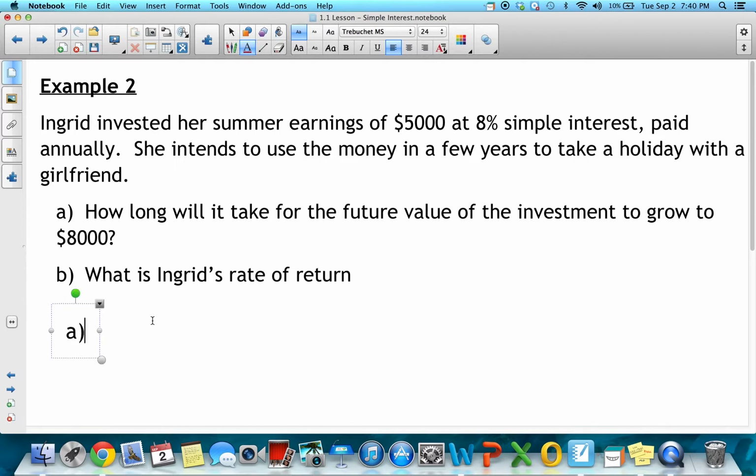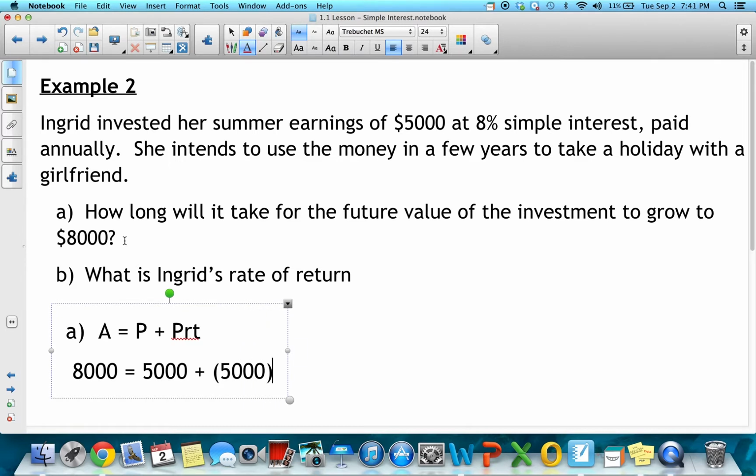So for starting part A, we're now looking at the value of a simple interest investment. So our formula has changed slightly. We're using A is equal to P plus PRT. That's the one I'm going to use. If you want to use the one with the principal factored out, it doesn't really matter. It's going to work out the same in the end. So we're wondering how long it's going to take. How long? We're looking for the time or the term for the future value of the investment to grow to $8,000. So $8,000 is our amount that it's going to be at the end. The principal we started with was $5,000.